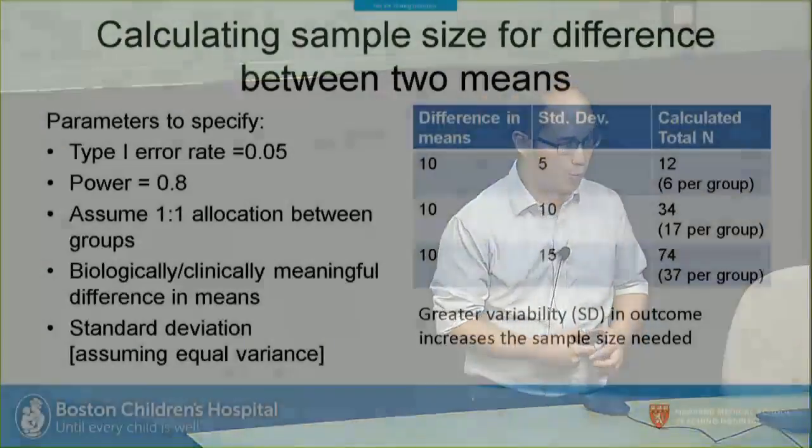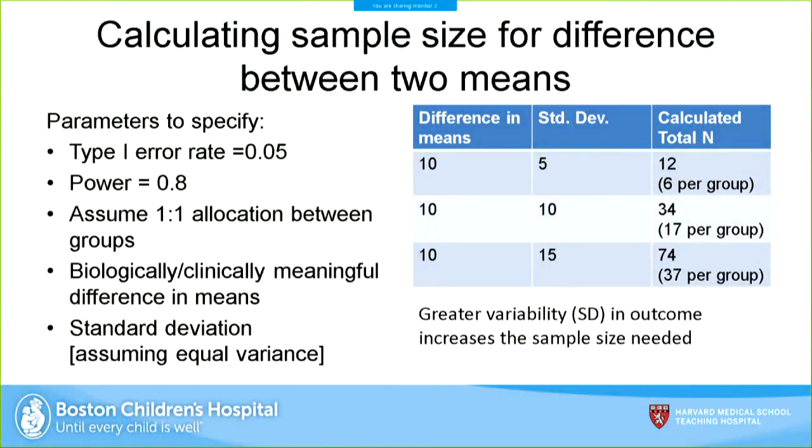All right, so let's try to calculate the sample size for the difference between two means. These are some parameters you would want to specify. You need to think about the type 1 error rate. Typically we pick 5%. You need a p-value less than 0.05. As for power, generally we'd say 80% power is fairly good. You may decide to have a higher or lower power depending on what you're willing to accept.